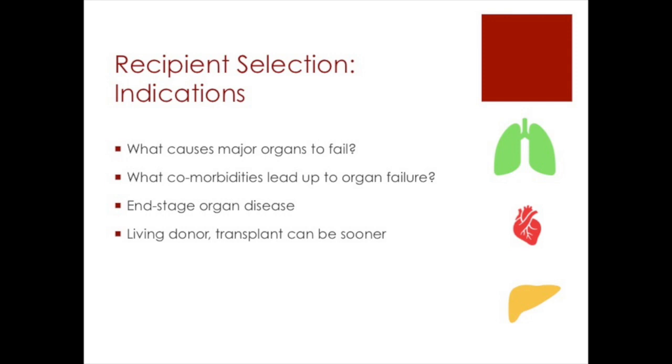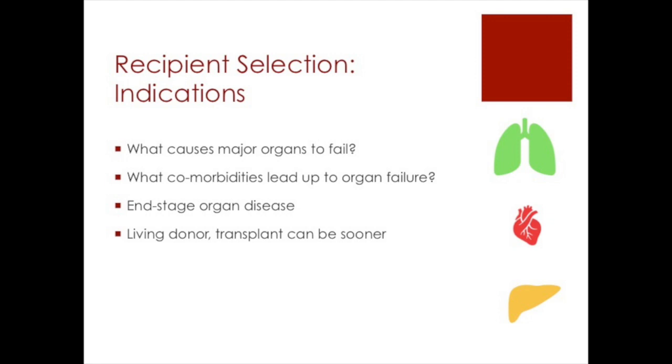First, why do people end up needing an organ transplant? What are the indications for an organ transplant? If you think about which conditions and medical problems make major organs fail, then you know what leads up to it. But the main reason or indication for an organ transplant is end-stage organ disease. If a living donor is involved, however, the transplant can be performed before the organ damage gets too far.